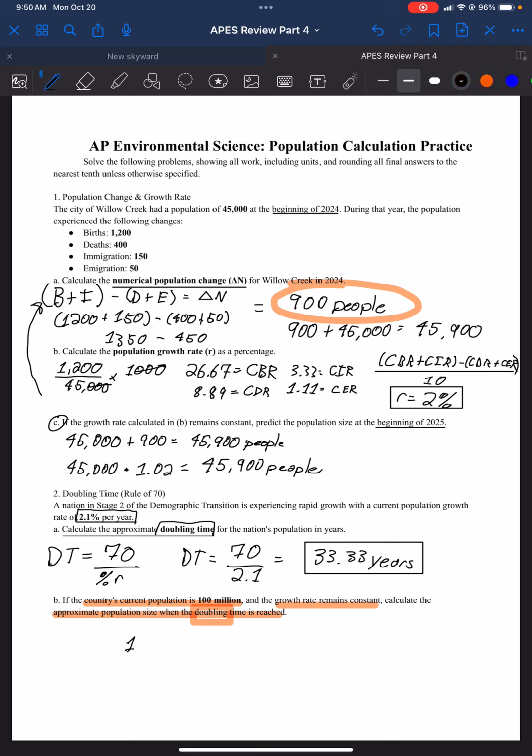So you take 100 million, and you just multiply by 2. So your answer, 200 million. You can write out the word million, or if you were super cool, you could do scientific notation, which would be 200 times 10 to the 6th. As long as it's mathematically equivalent, it's fine.